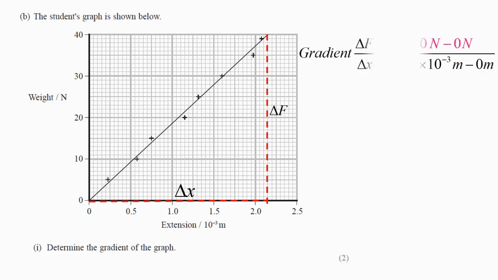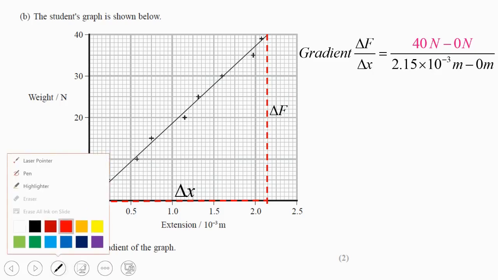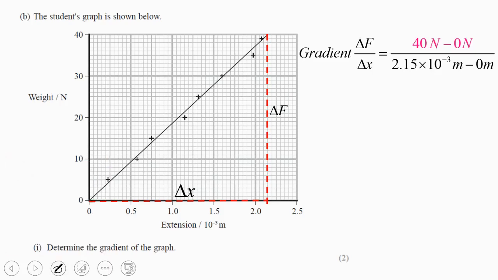Okay, so we can find out the gradient, which is delta F by delta x. That is equal to the difference in force, 40 newton minus 0 newton, divided by the extension. What about the extension? The extension is from this point. What about this point? This point's value is 2.15. Okay, this is the third point.